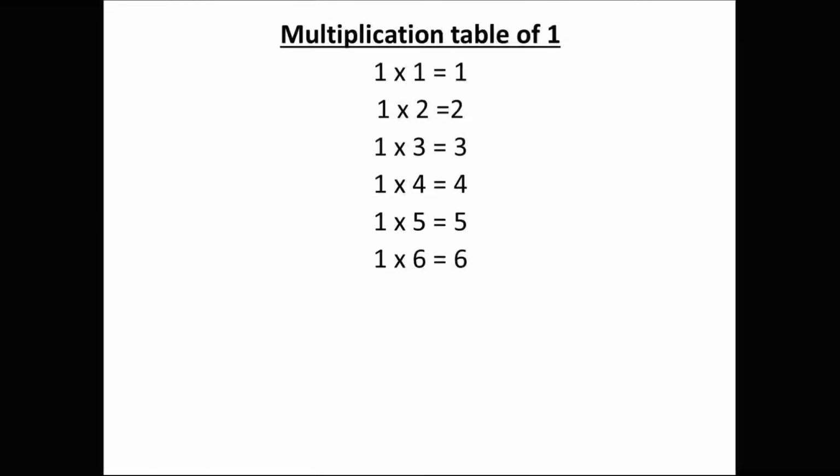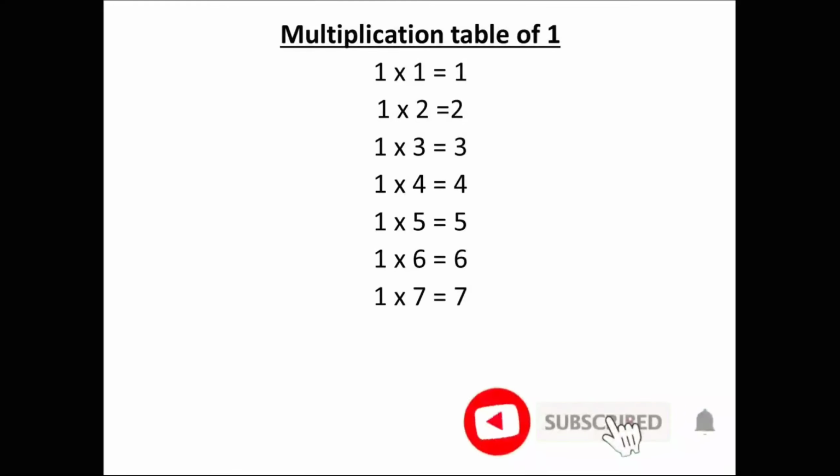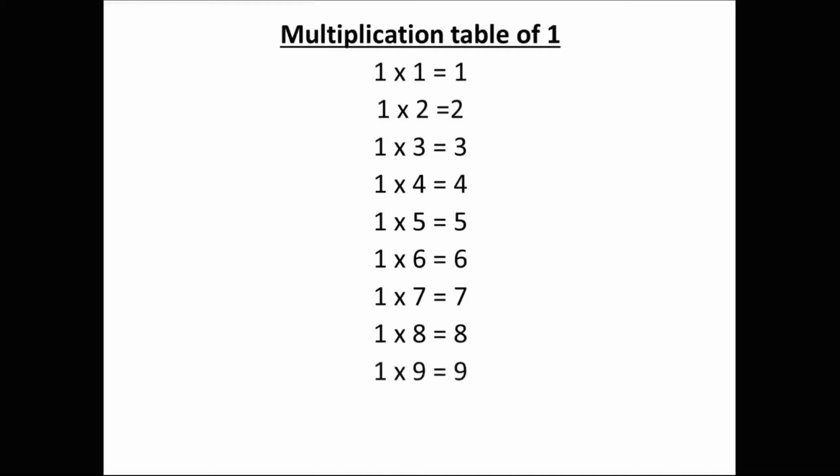Multiplication table of 1. 1 ones are 1. 1 twos are 2. 1 threes are 3. 1 fours are 4. 1 fives are 5. 1 six are 6. 1 sevens are 7. 1 eights are 8. 1 nines are 9. 1 tens are 10.